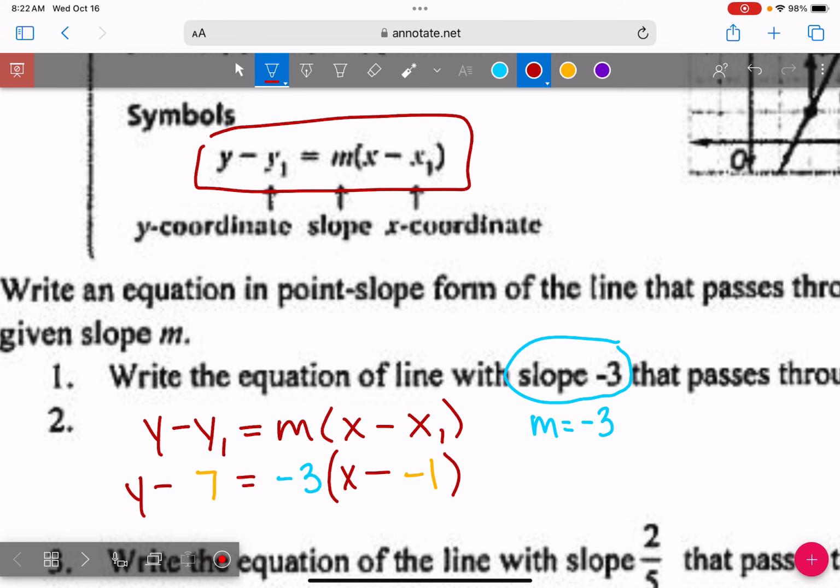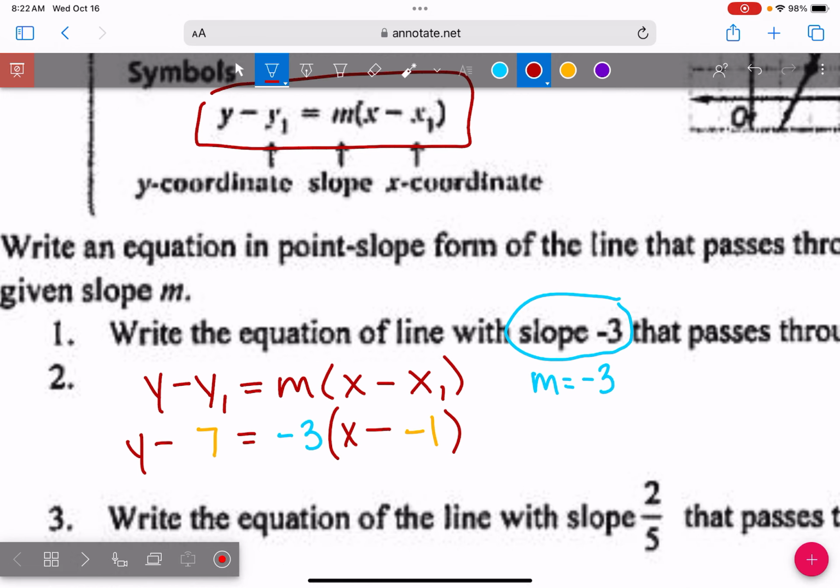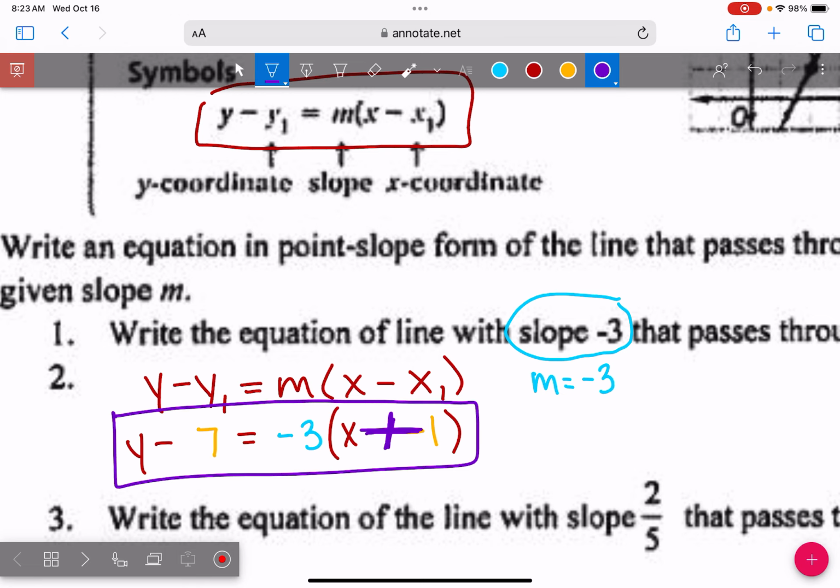And now look at my formula here. I'm almost done. The last thing that I should draw your attention to is right here. I have a minus, a negative. When I see a minus, a negative, we know that that becomes a plus. Okay? So here is my final equation written in point-slope form.